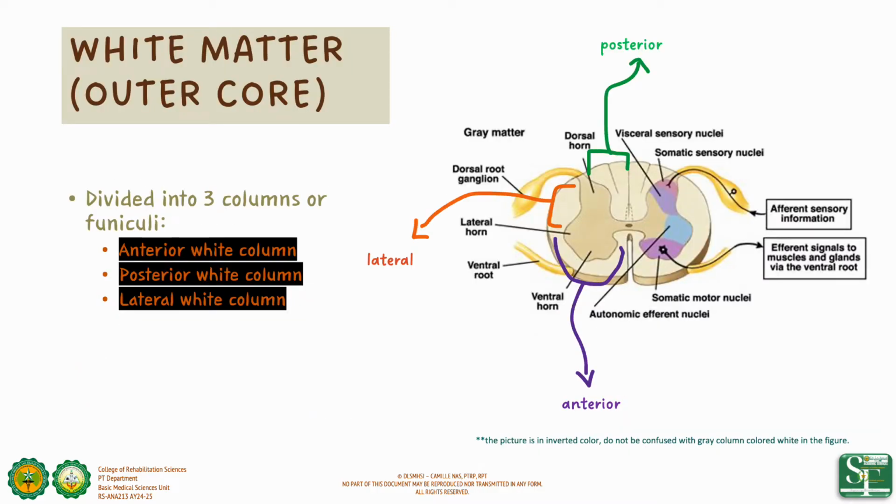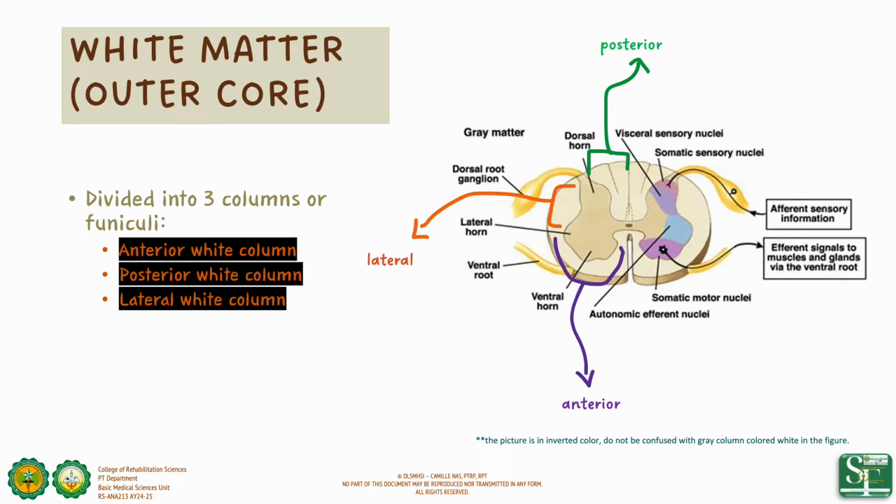Okay, next is the white matter. So we're done with the gray matter. Let's now move on with the outer core. Again, white matter, that's why it is white. It's because these are collections of axons or nerve tracts or nerve bundles. Everything that has to do with nerve fibers. And the reason why it's white is because of the covering of myelin sheath, which is made up of lipids. And when we see it, it's whitish in appearance.